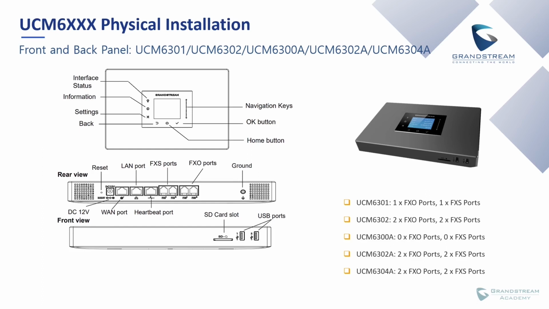And on the front panel, we can find a USB interface and an SD card slot used to store recordings or backups. Only one SD card slot is available in both models, while for the USB ports, only one USB 3.0 is available on the UCM 6301, and 2 USB 2.0 and 1 USB 3.0 on the UCM 6302.